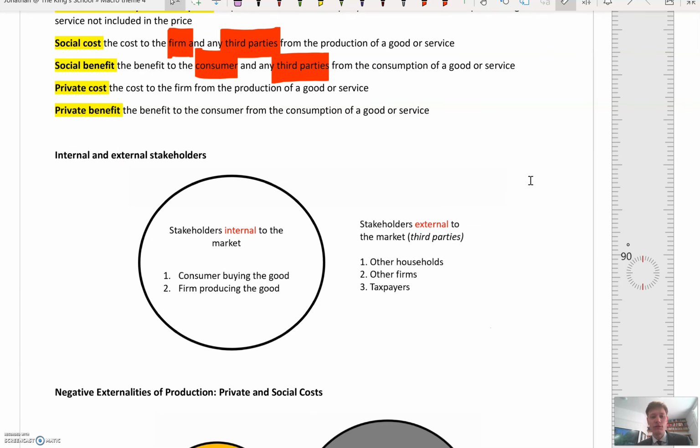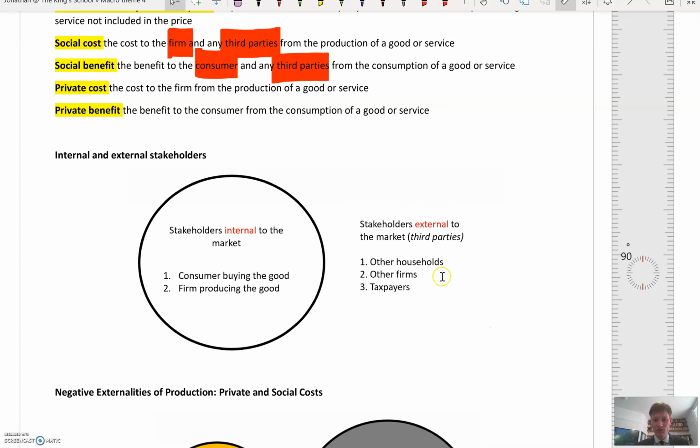First thing is to make a difference between the internal and the external stakeholders. It's why they're called externalities. So the internal stakeholders in the market are the consumer who's buying the good, who's paying the money to the firm who is producing the good. There is a transaction involved between them.